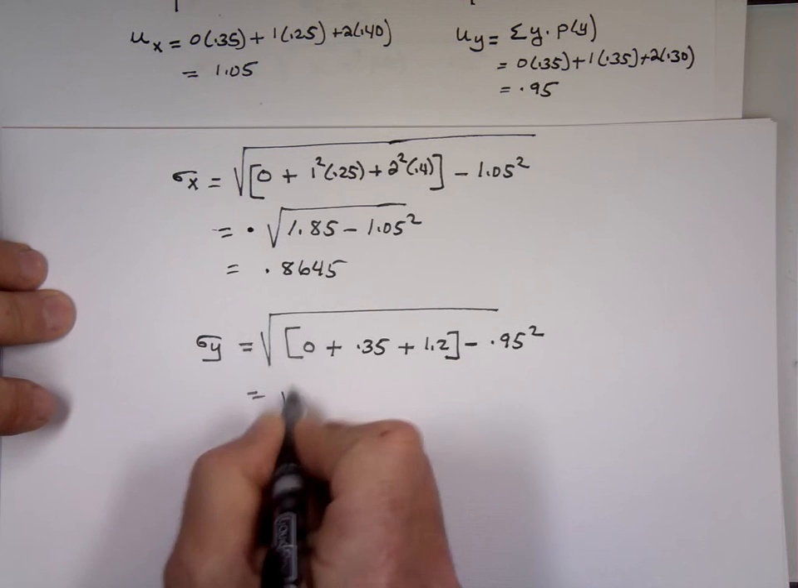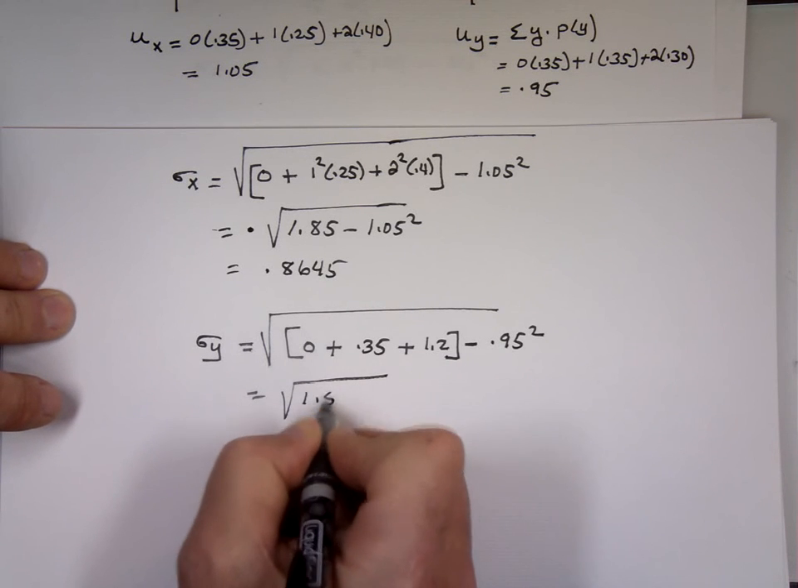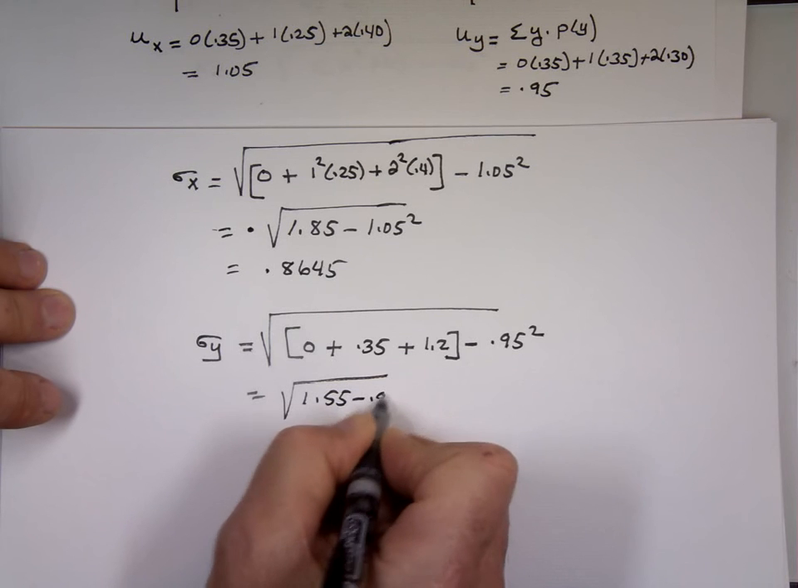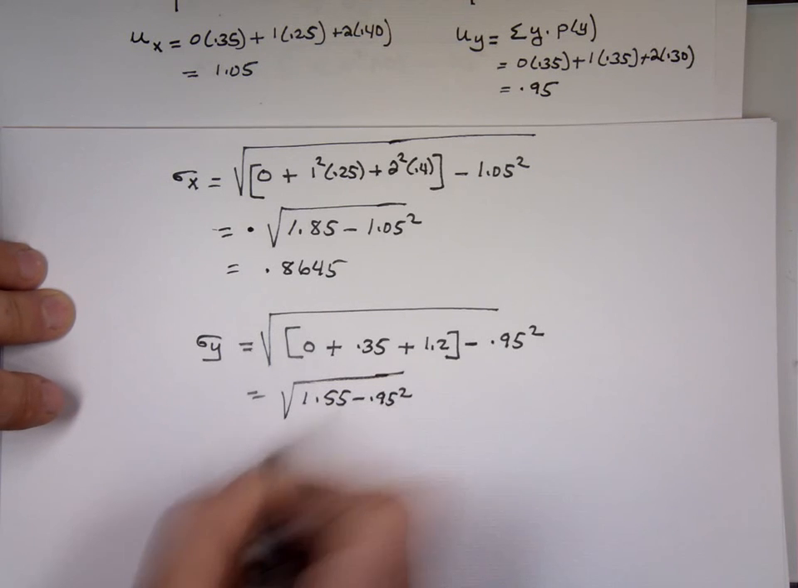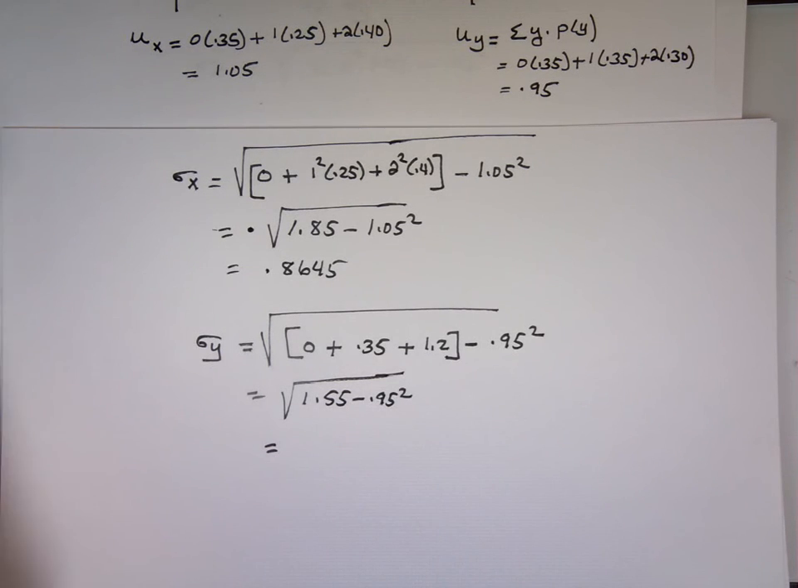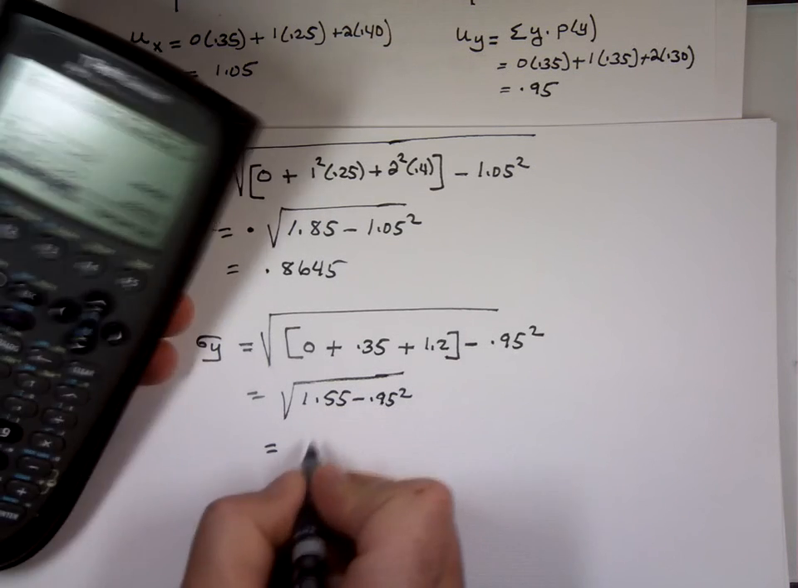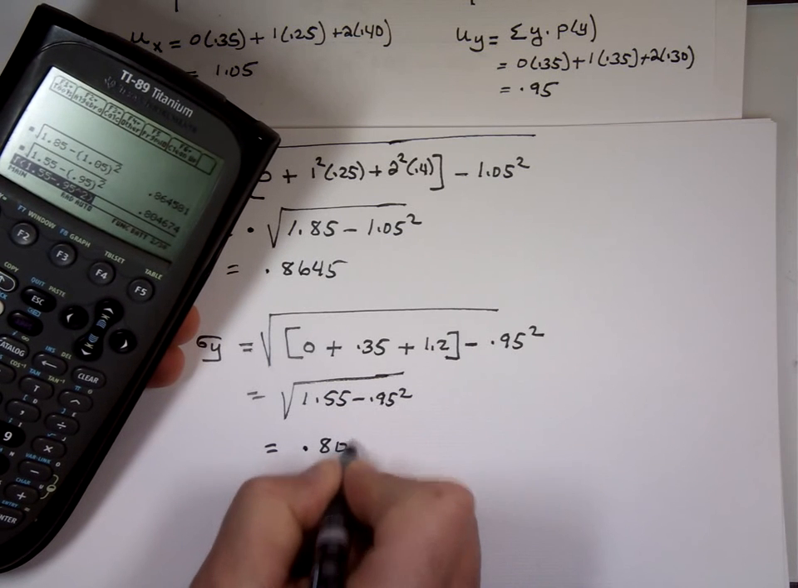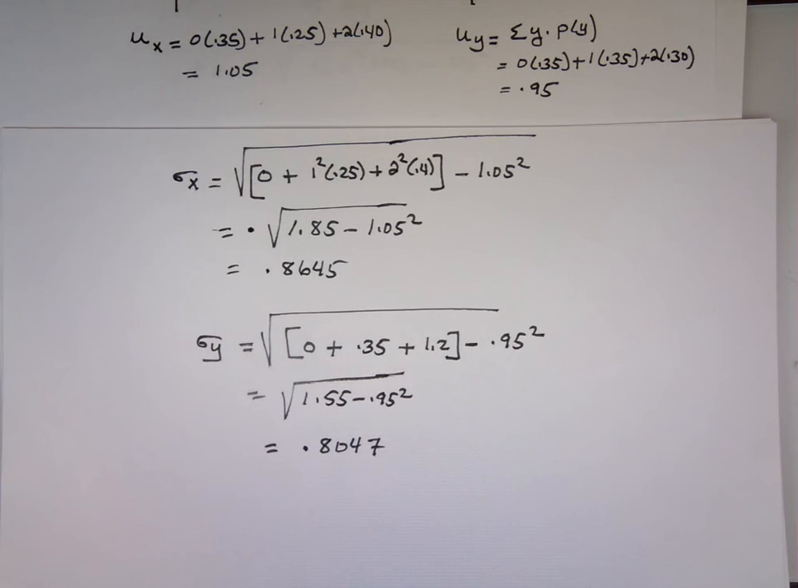Square root of 1.55 minus 0.95 squared. I got 0.8047. Did you get that number?